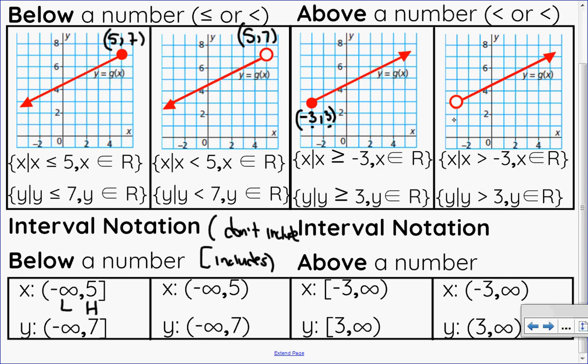Now similarly here, I have the same starting point, but it's an open dot, which means it doesn't include. So notice my equal sign goes away, and both of my brackets here are rounded brackets. You need to feel comfortable with both ways of writing it, interval and inequality notation.